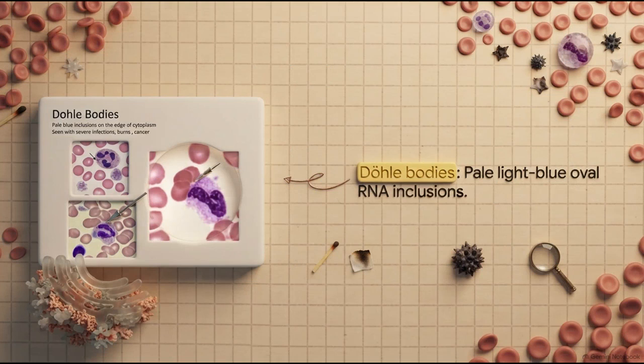Now, notice how these specific inclusions appear. Look right at the edge of the cytoplasm in these neutrophils. See those small, pale, light blue oval inclusions? Those are Döhle bodies. They're actually RNA aggregates left over from the rough endoplasmic reticulum. When you spot these, your detective brain should immediately suspect a severe infection, burns, or even cancer. And they usually don't show up alone.